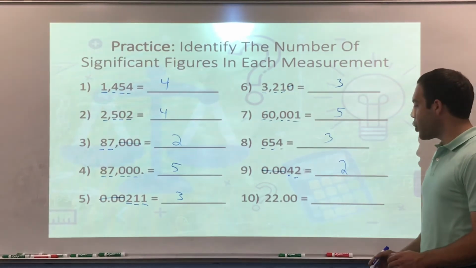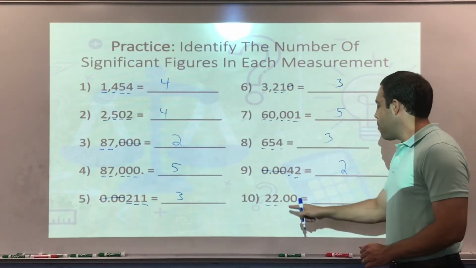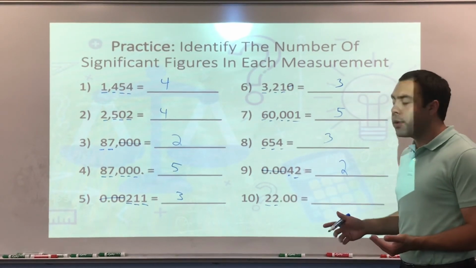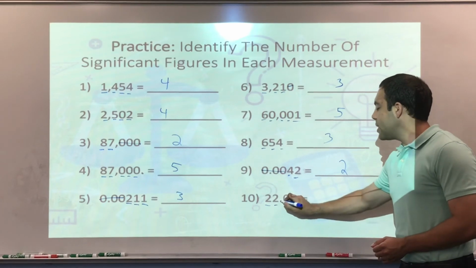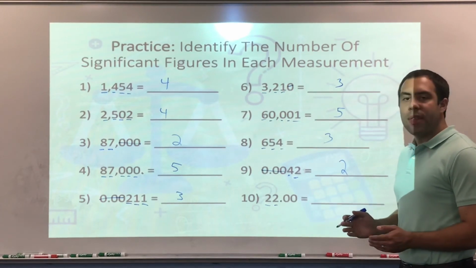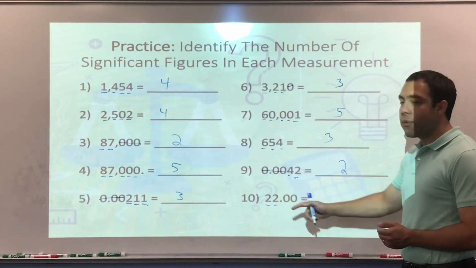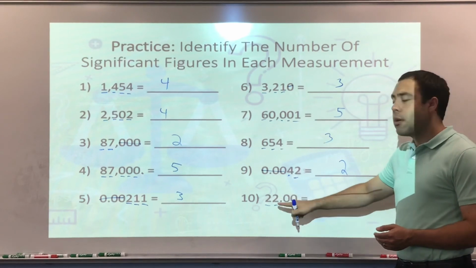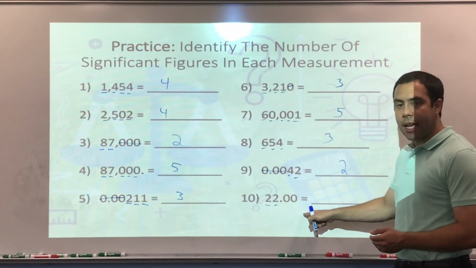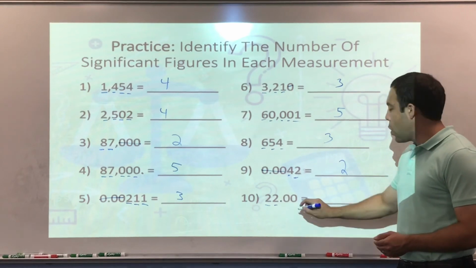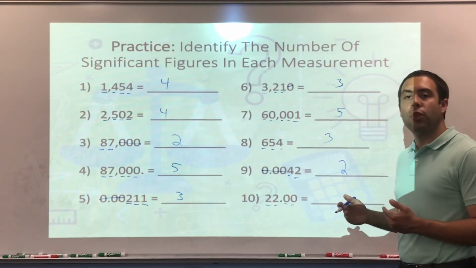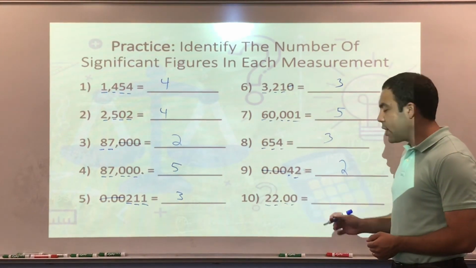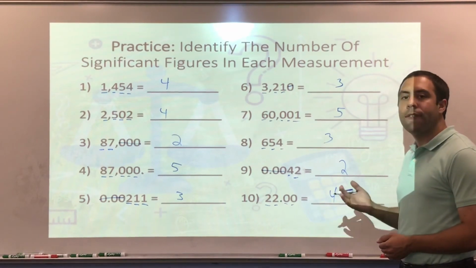And finally, for question 10, we have 22.00. Of course, these 2 2's are non-zero numbers, so they are both significant. Then we have this decimal point and 2 zeros. Now this is rule number 3, trailing zeros after a decimal point. Since we have significant figures, non-zero numbers, before the decimal point, and zeros after the decimal point, these 2 zeros will be significant according to rule number 3. So if we count them all up, 22.00, all of these numbers are significant, so question 10 has 4 significant figures.